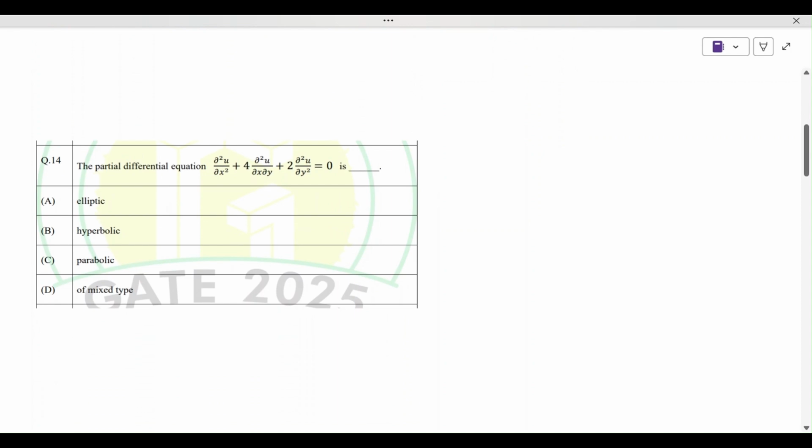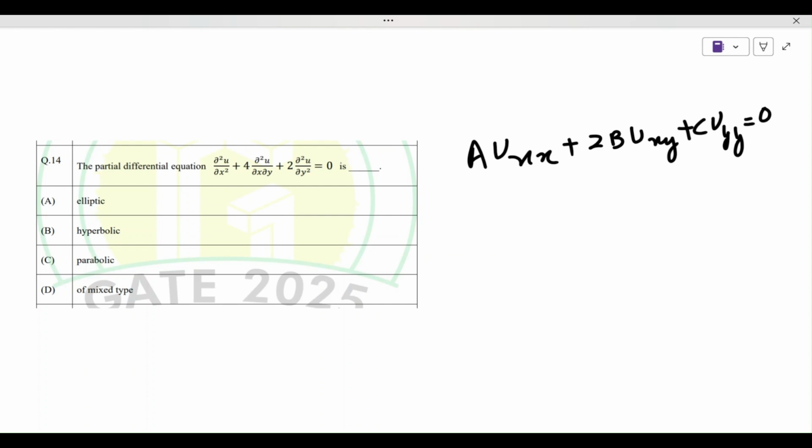In the second question, a partial differential equation is given to you. We have to tell whether it is elliptic, hyperbolic, parabolic, or mixed type. For this type of question, you have to remember the general equation: a uxx plus 2b uxy plus c uyy is equal to 0.